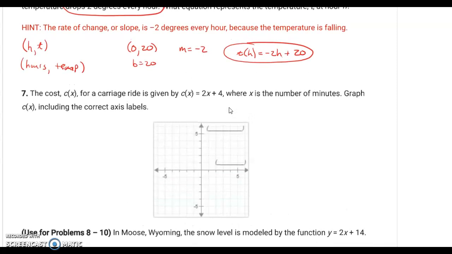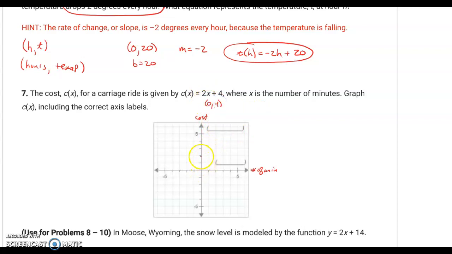Now, number 7. The cost for a carriage ride is given by C of x equals 2x plus 4, where x is the number of minutes. Graph C of x, including the correct axes labels. So x represents the number of minutes, and your y would be your total cost. Therefore, to graph this, I would plot my y-intercept, which is at 0, 4.